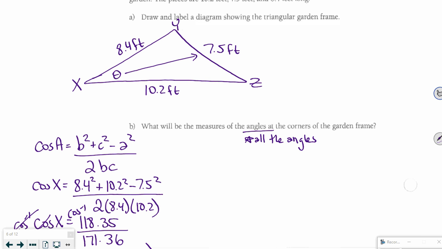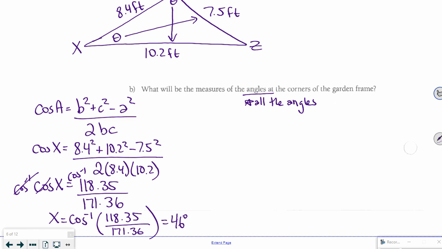Since we're working with the cosine law, though, I'm going to use the cosine law again. And I'm going to find another one of the angles. And I think the angle will be angle Y. So let's find this one, which makes the 10.2 feet the important side. That's going to be side A in our formula now.